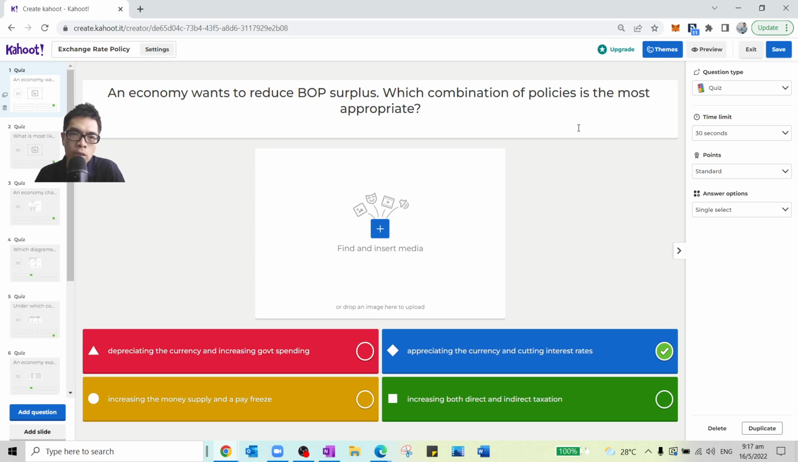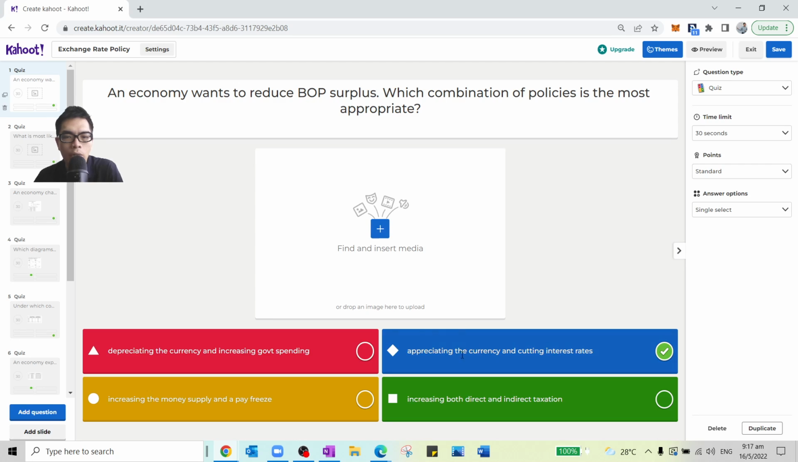An economy wants to reduce the balance of payment surplus. In other words, they want to achieve a balance of payment deficit, right? To be more specific, we want to look at the balance of trade deficit. So which combination of policies is the most appropriate? I'm so sorry, my H1 students, I did not address this. I did not prep you all for it. So all we need to look out for is balance of trade and your X minus M. How do we achieve the greatest deficit for X minus M?